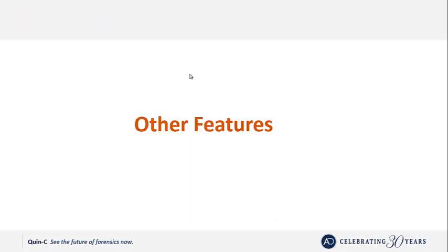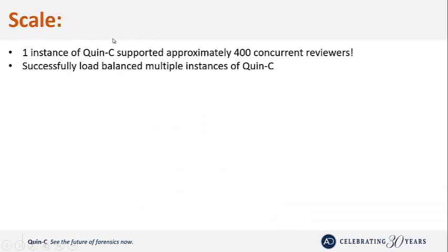All right, other features. So just scale. The scale of Quin-C is through the roof relative to any of our other solutions at this point. One instance of Quin-C supported approximately 400 concurrent reviewers. That's just huge. I can't imagine anyone needing that out of a single instance of Quin-C.